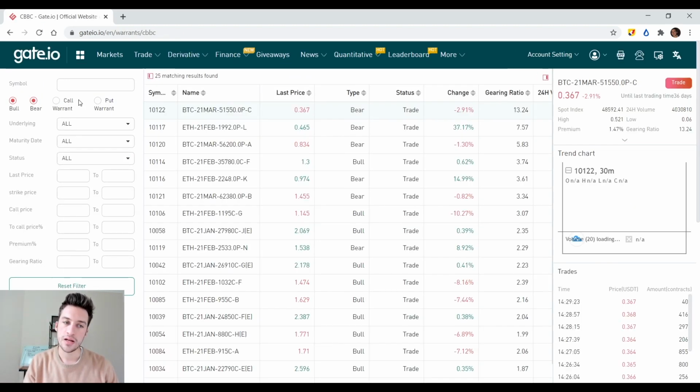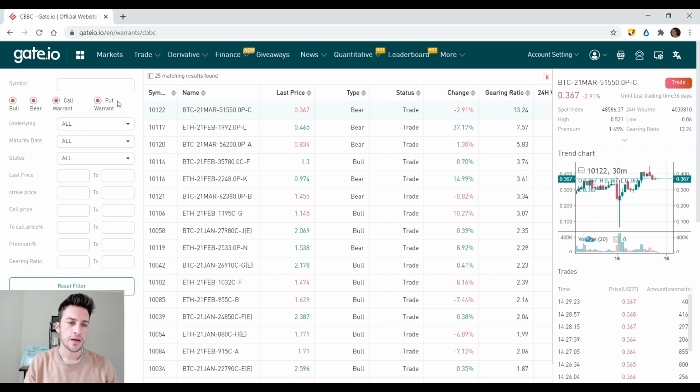Callable contracts. I wouldn't say I know a lot about this either. I basically spent my whole morning looking all over the site, but there's so much going on that I couldn't cover every single thing. But what this allows you to trade is call warrants, put warrants, and also contracts.